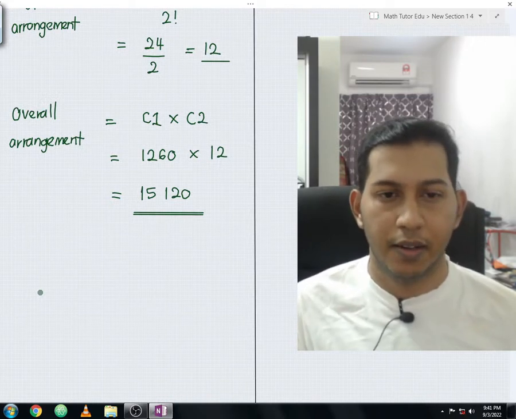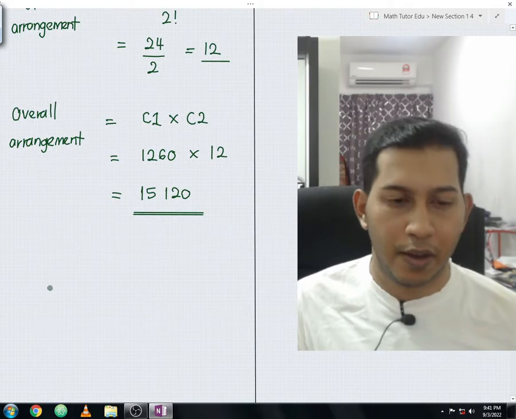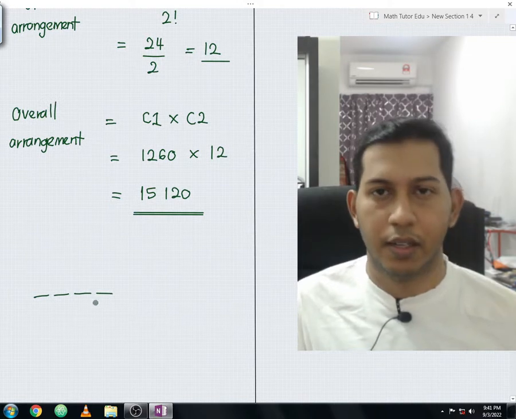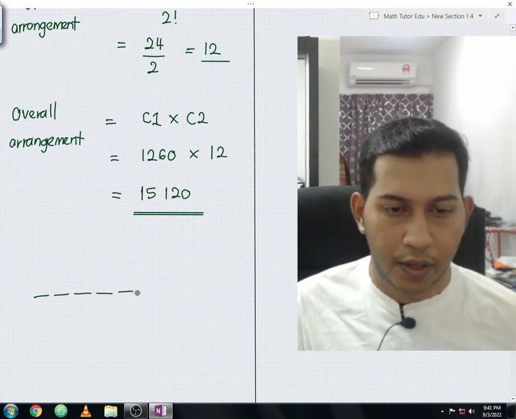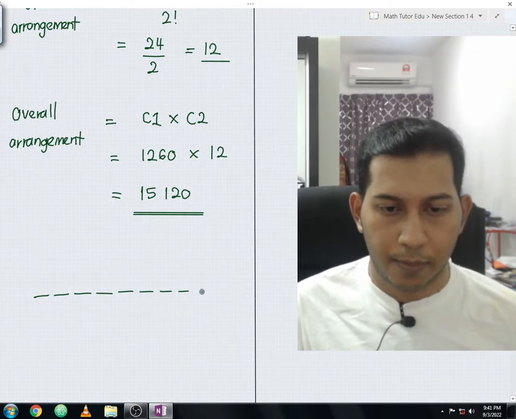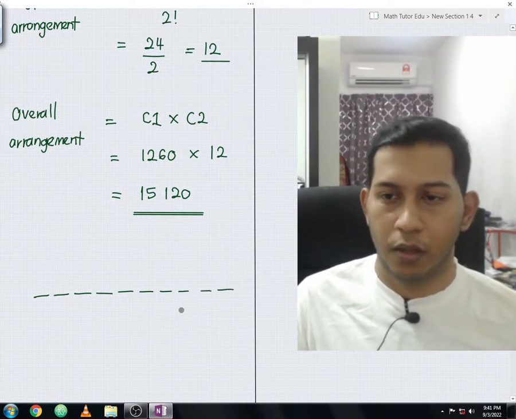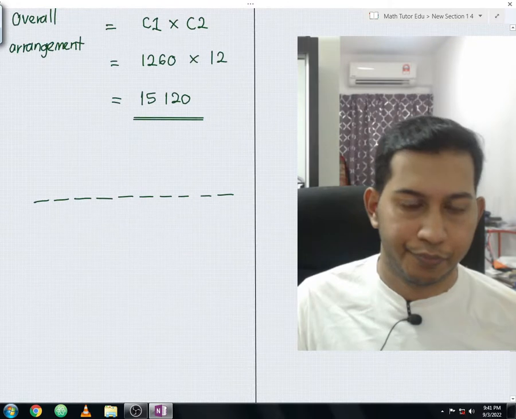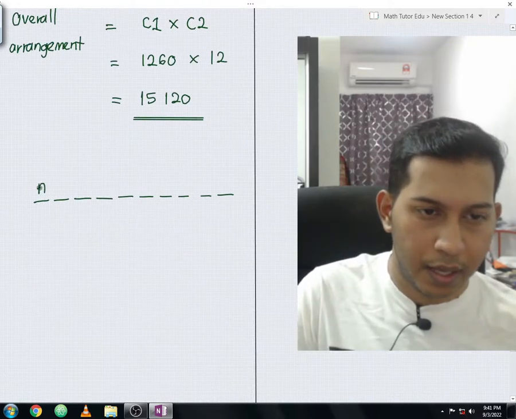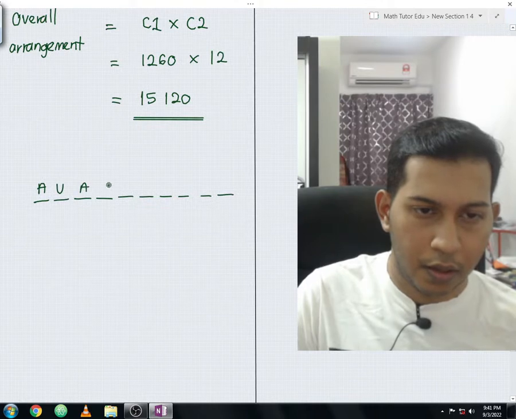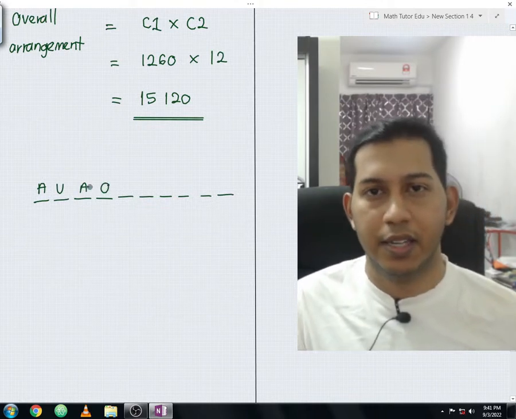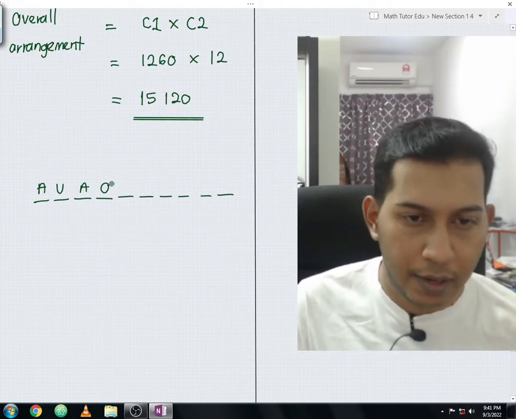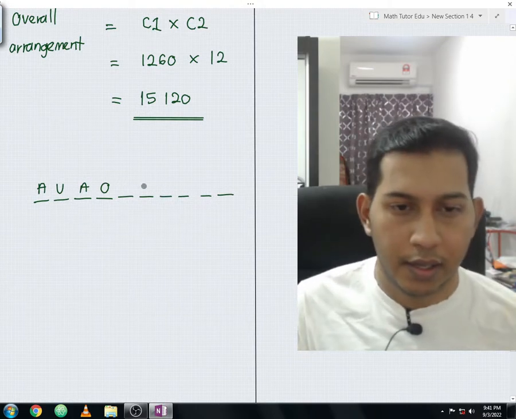What I'm going to do now is draw 10 lines, which represent the word calculator. 1 2 3 4 5 6 7 8 9 10. So you have the vowels A, U, A, O. Let us write it over here. We are writing it like this because the condition requires us to, because the vowels must be side by side. And then only the consonants will come together in the arrangement over here.